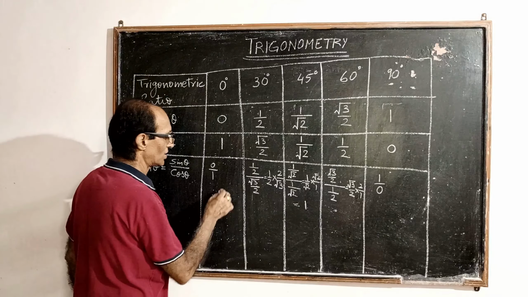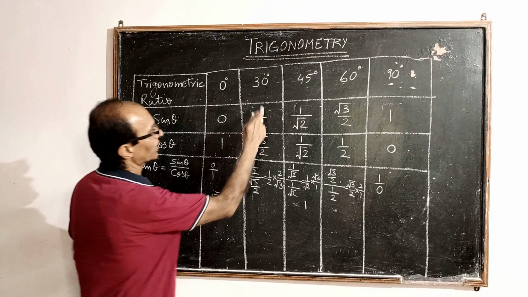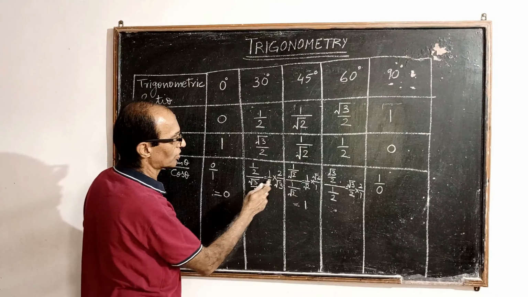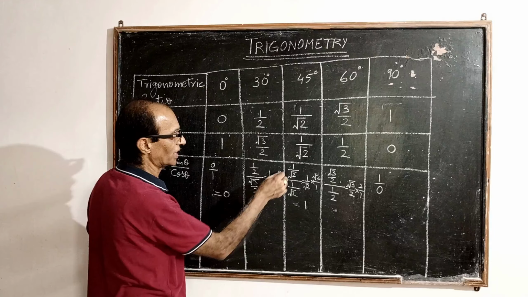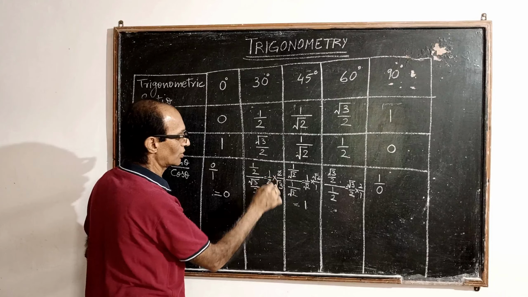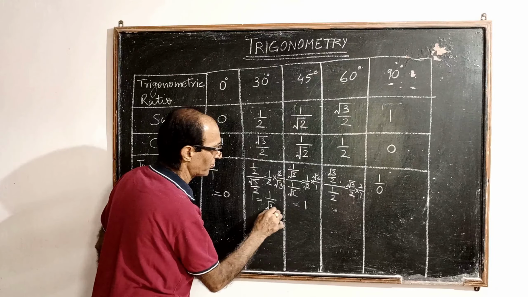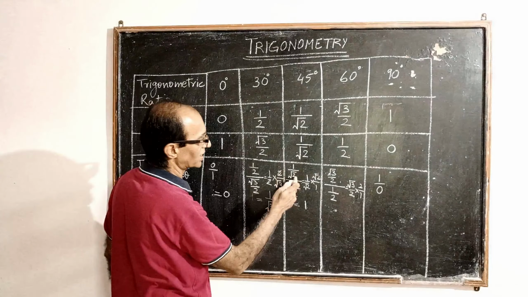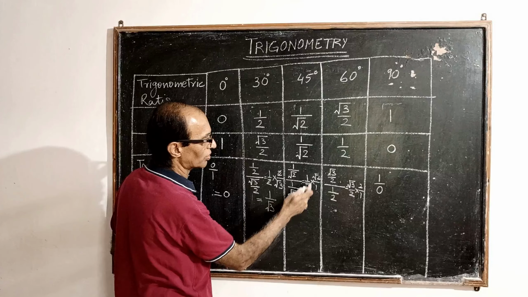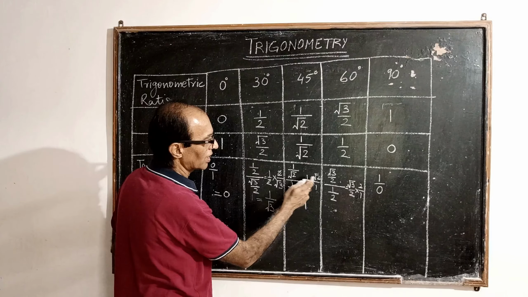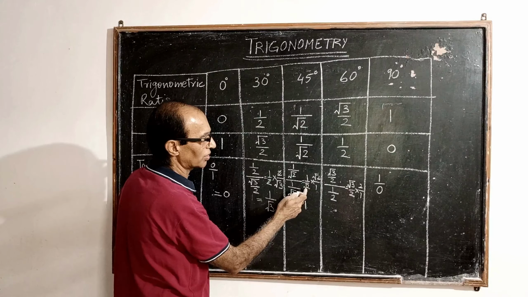Tangent 0 is 0. Tangent of 30 degrees. This was 1 upon 2 multiplied by 2 over under root 3. So this cancels out. We get 1 over under root 3. Tangent 45 degrees. This is 1 upon under root 2 into under root 2 upon 1. Under root 2 and under root 2, so numerator and denominator, they are the same. They will cancel out. We get 1.